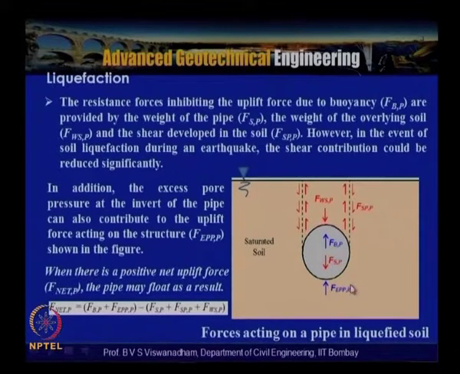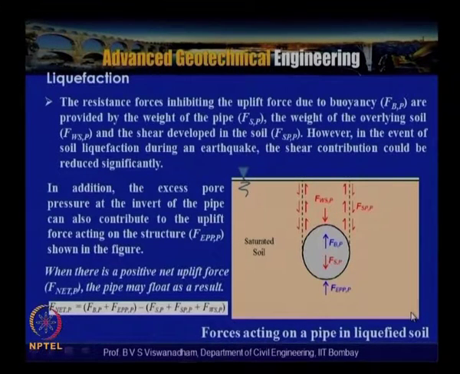So F net is nothing but FBP, the buoyancy force acting in this direction, plus FEPP, minus FSP, the self-weight of the pipe, minus FSPP and FWSP.